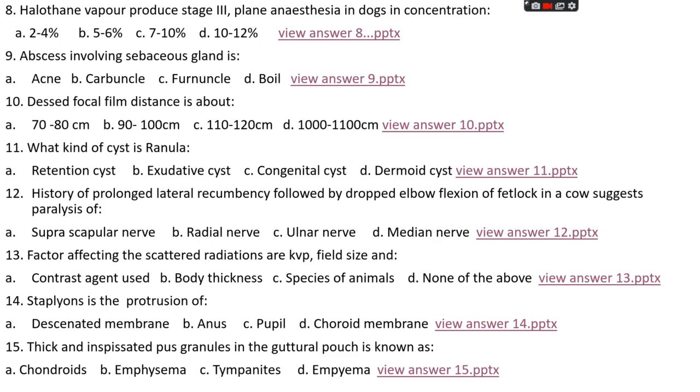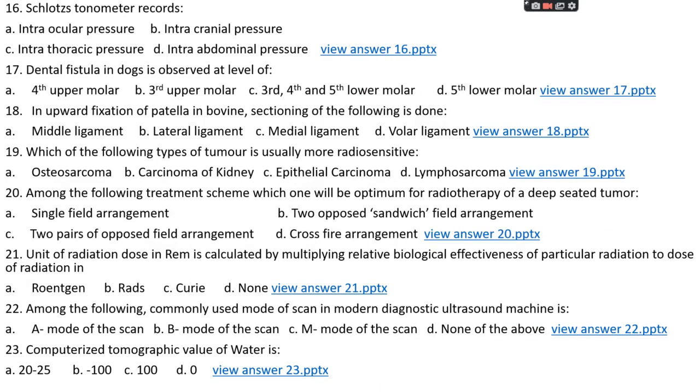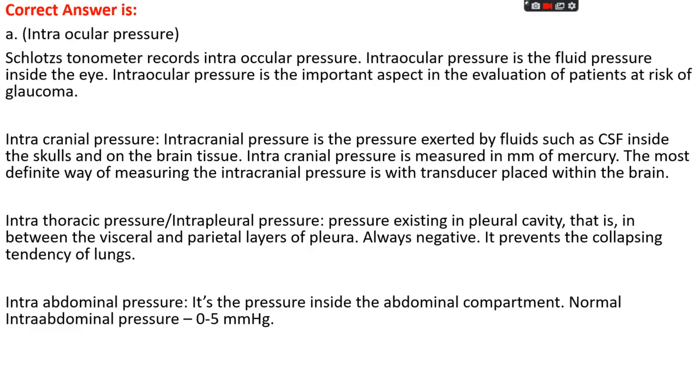Okay. Question number 16. Schiotz tonometer records: option A, intraocular pressure; option B, intracranial pressure; option C, intrathoracic pressure; or option D, intra-abdominal pressure. The right answer is option A, that is intraocular pressure. Okay. Schiotz tonometer records intraocular pressure.